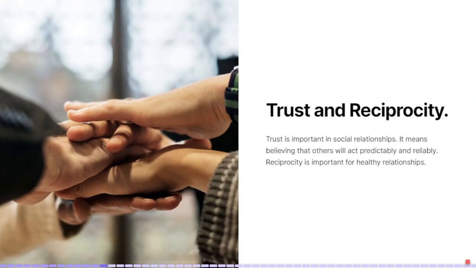With effective communication, you can build trust and reciprocity. Trust acts as a bedrock of many social relationships, involving the belief that others will act predictably and reliably. Reciprocity is the mutual exchange of benefits and is equally vital for maintaining healthy relationships. It is a give and take process, because if one does not put anything on the table to help the relationship grow, it is a toxic relationship.